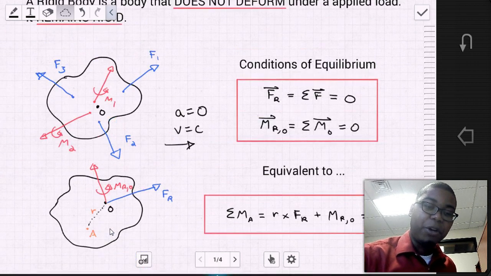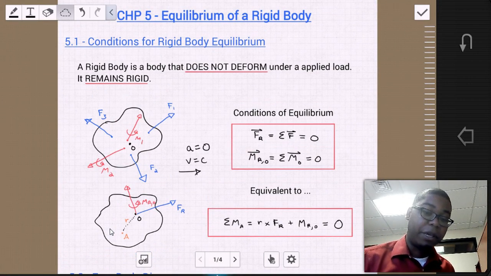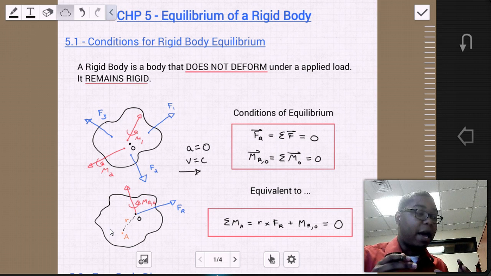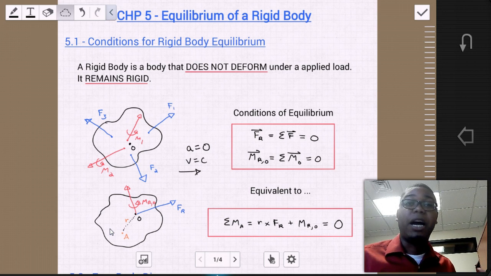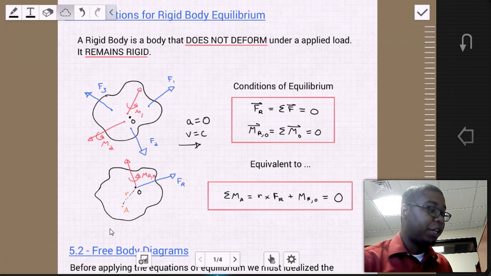So now that we've gone over what the equations of equilibrium are and what the requirements for them are, let's go into how we actually idealize a body. How do we take some geometry and get to the point where we can apply the equations of equilibrium? And that's where we go into section 5.2, which is free body diagrams.